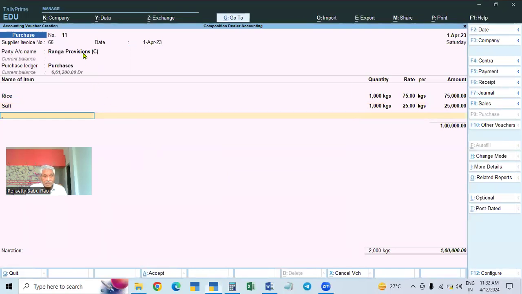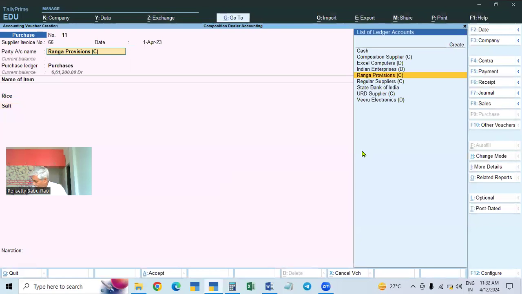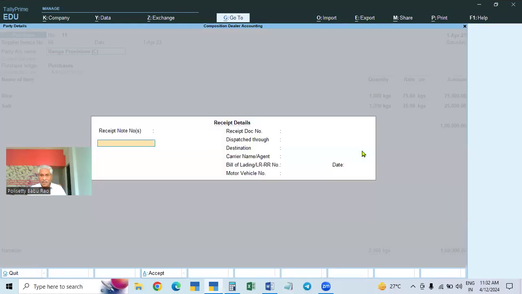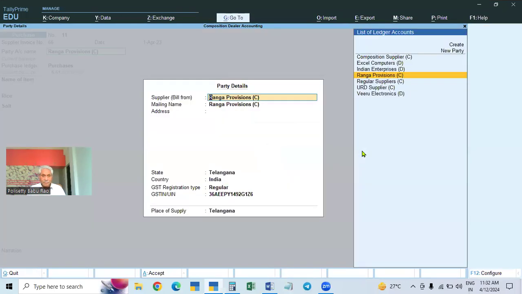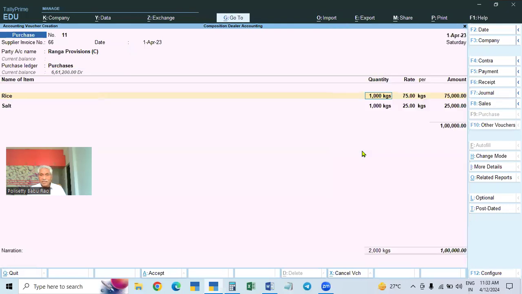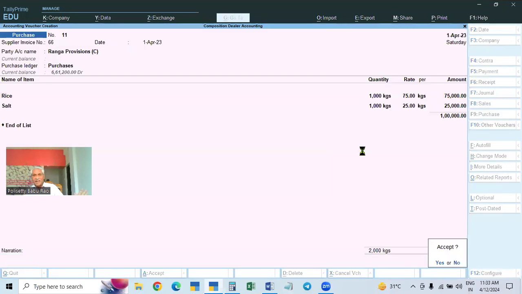Okay. So this is a regular person. He is a regular person, but still he is not charging the tax because the goods are related and exempted. That is why there will be no tax. So, okay. Like this, accept, then this is done, and there will be no tax for this also. So, completed.